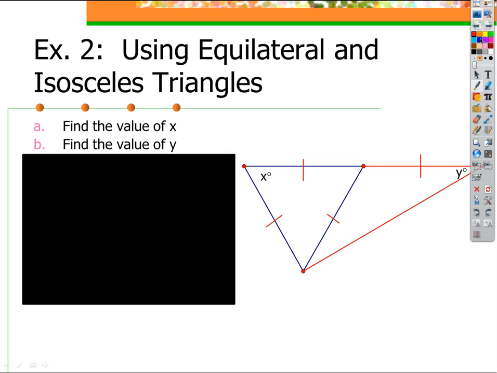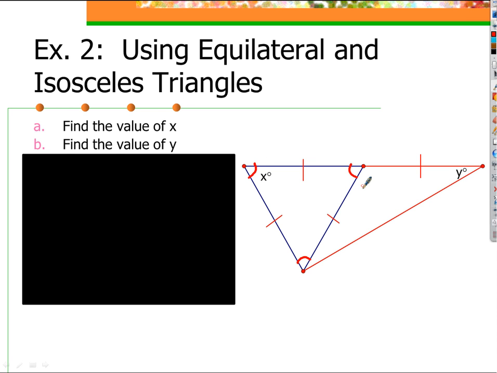Okay, yeah, now look at the left triangle, the blue triangle, right? It's equilateral, and so therefore it's also equiangular, right? So we know that all of these angles are congruent. So if that's x, and that's x. And what do they all add up to? 180. So we got an equation. x plus x plus x, so 3x equals 180. So what's x? 60. Right? We got it.